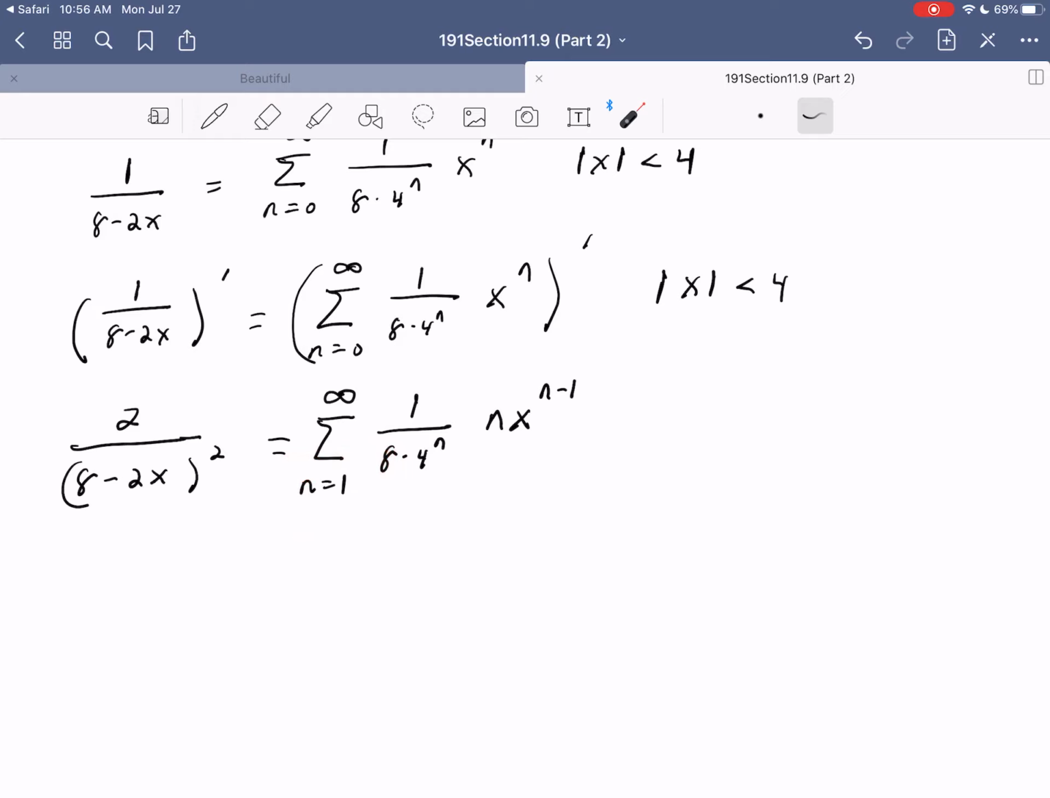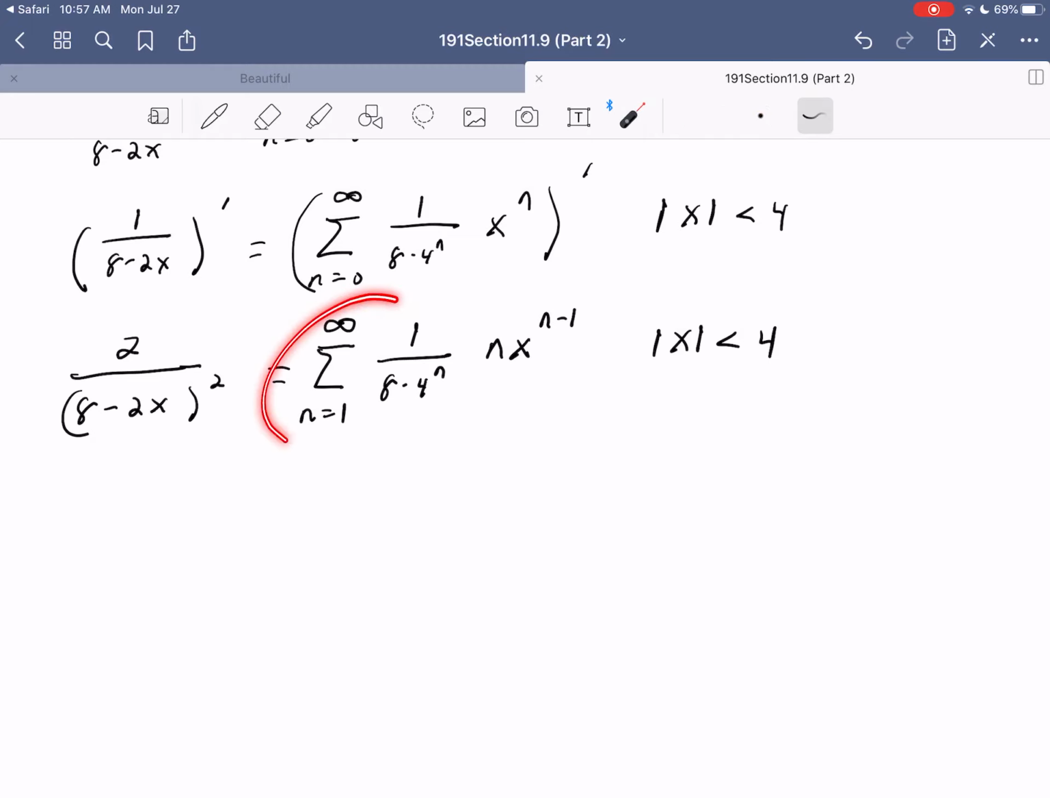Another way to think about it is that when n is 0, this thing is actually x to the 0, which means it's not actually an x, it's a constant. And when you differentiate a constant, you lose that constant and it becomes 0. So now our sum runs from n equals 1 to infinity. And of course, radius of convergence, absolute value of x less than 4 still.